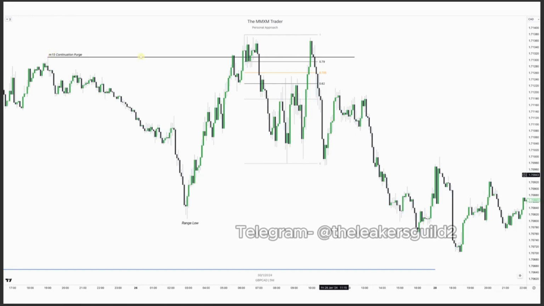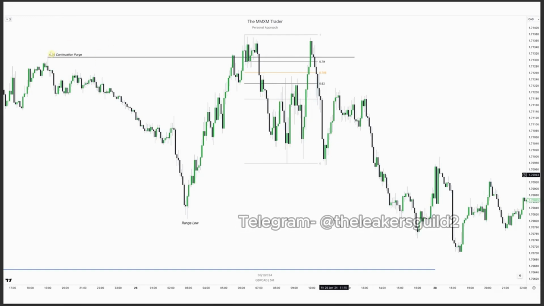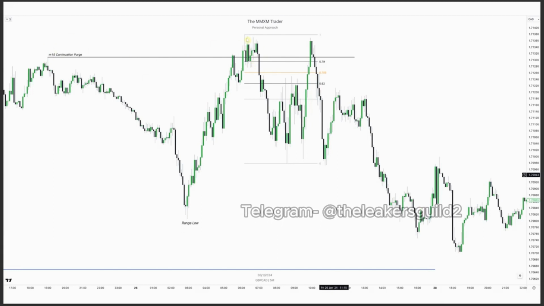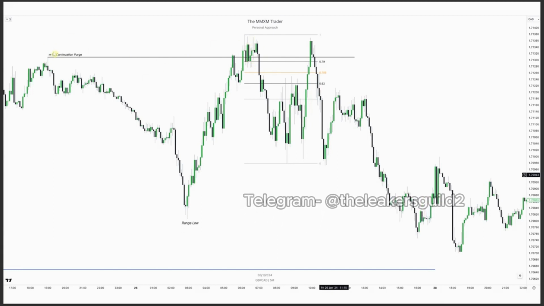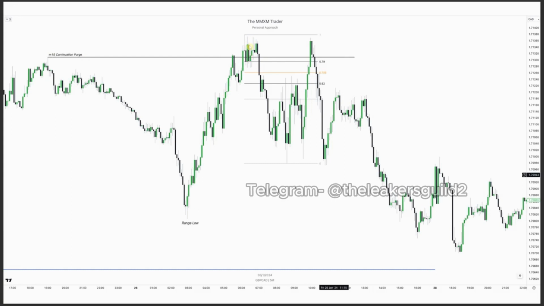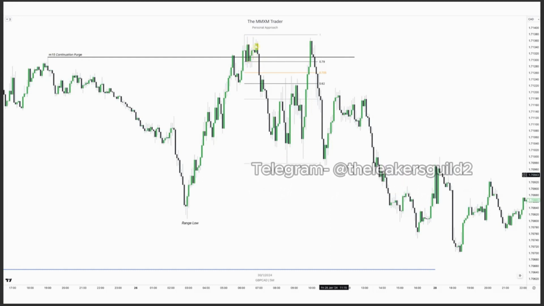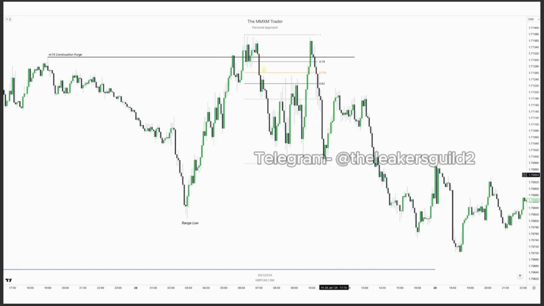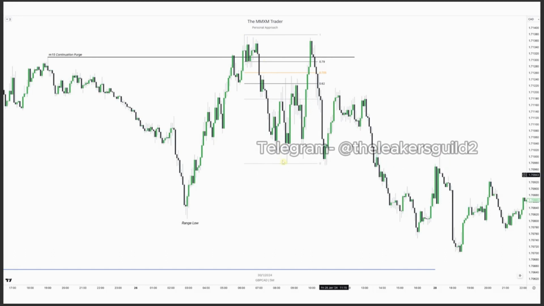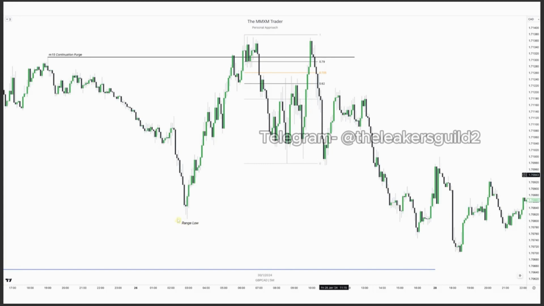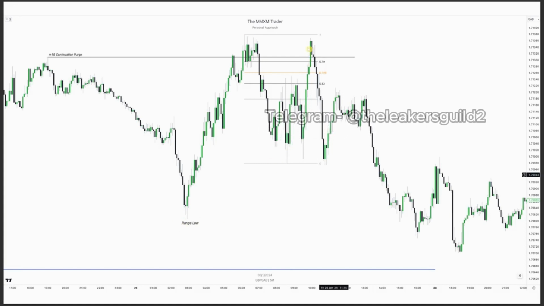Got another example over here, right? 15-minute continuation purge. The same thing over and over again. Price raids those buy stops on the 15-minute, forming a change in the state of delivery order block here as well. Price declines, and now we want to map out our premium and discount with these OTE levels, right? And then we will want to be targeting that range low. So price comes back into premium over here.